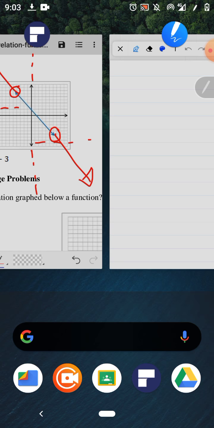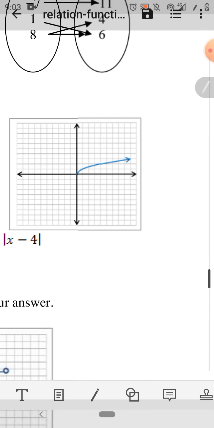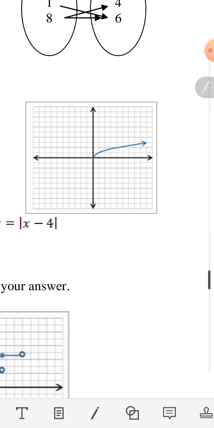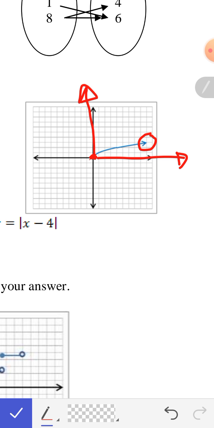Let's look at number 19. Number 19 is a little bit different because it only starts at 0. It starts right here at 0. On the x-axis it continues forever because of this arrow, and on the y-axis it also continues forever because of that arrow.